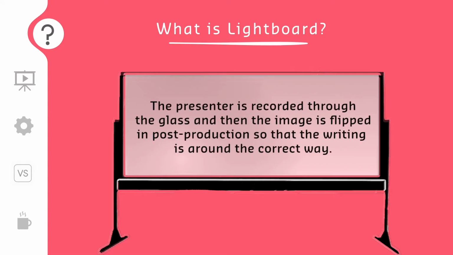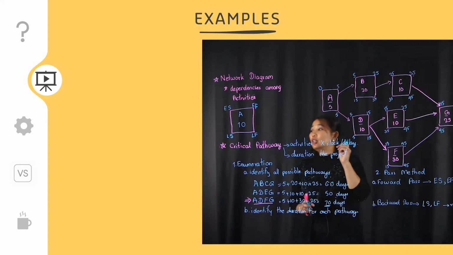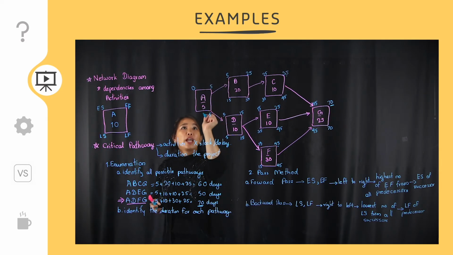The presenter is recorded through the glass, and then the image is flipped in post-production, so that the writing is around the correct way. Here are a few examples of the Lightboard being used in the faculty. So let's have a look at the late start for activity A.